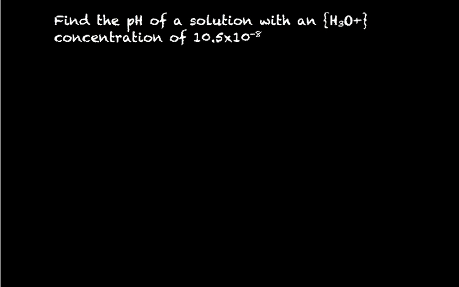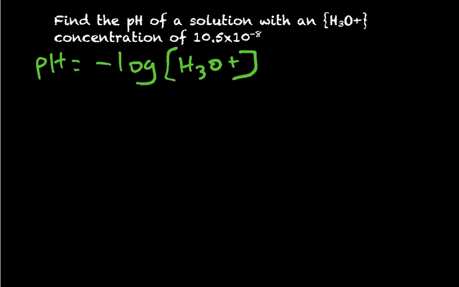Okay, next problem. Another pH problem. The problem reads, find the pH of a solution with an H3O+ concentration of 10.5 times 10 to the negative 8. Again, what's our equation for pH? pH is equal to the negative log of the H3O+ concentration.